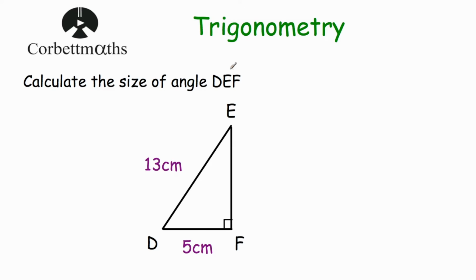So let's label angle DEF on our triangle. So DEF, so we'll start at D, we'll go to E, and then we'll go to F. So that's going to be that angle there. So that's the angle we're trying to find. And let's label it. I'm going to call it theta. So we're going to find the size of that angle, and I'm going to call it theta to begin with.